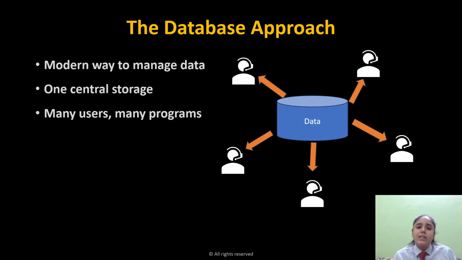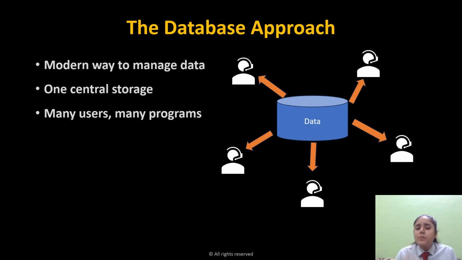Instead of many scattered files, we need to store all the files in a particular place. And there the database comes into existence. It stores all the files in a particular place. This type of approach is known as the database approach, where the database allows different users and programs to use the database at the same time. It has a central storage so that we can easily store the data, easily retrieve the data, and easily update the data. This is known as the database approach.